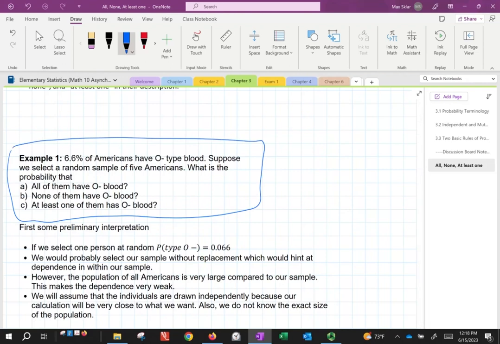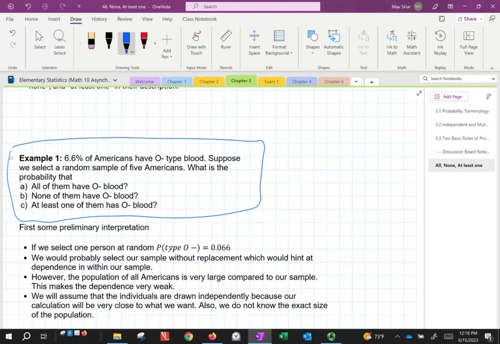6.6% of Americans have O negative type blood. This is a kind of blood type. Suppose we select a random sample of 5 Americans. What is the probability that all of them have O negative blood? Or what is the probability that none of them have O negative blood? What is the probability that at least one of them has O negative blood? So these are 3 different events that can be described in the context of selecting 5 Americans.